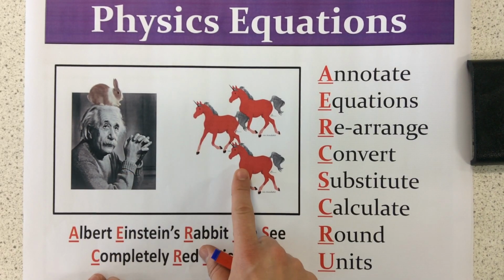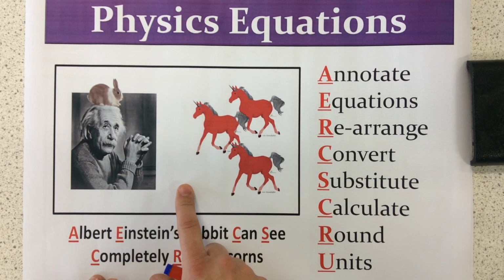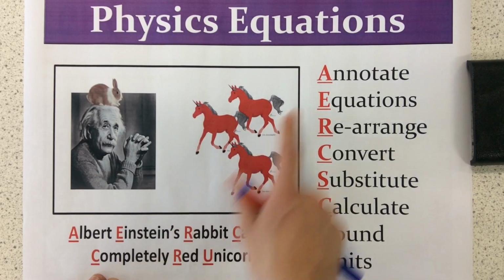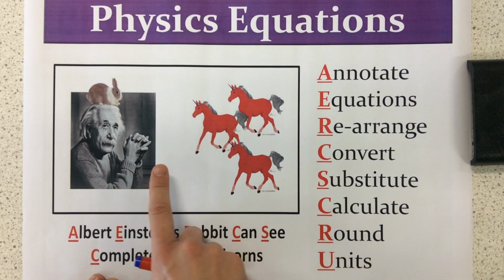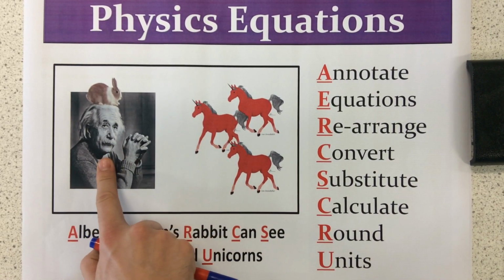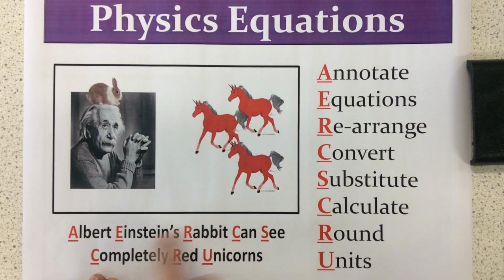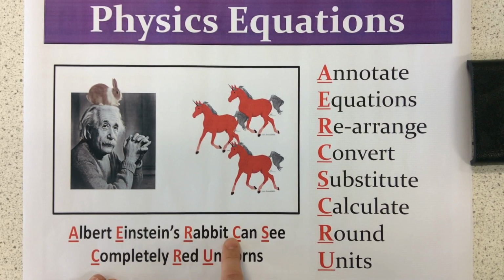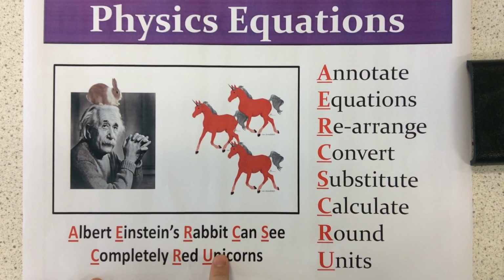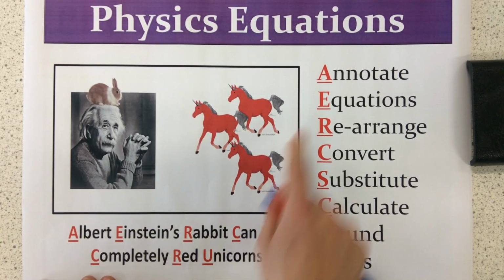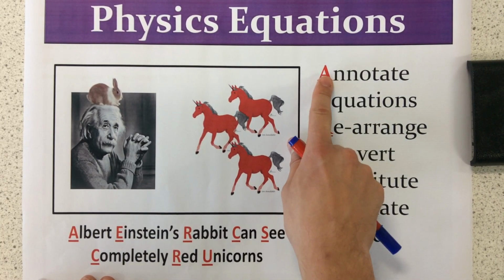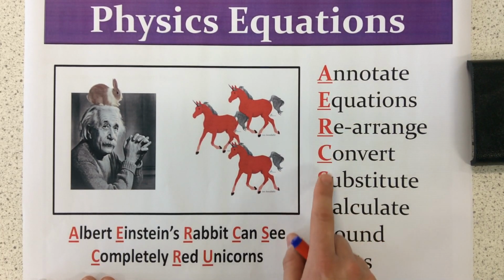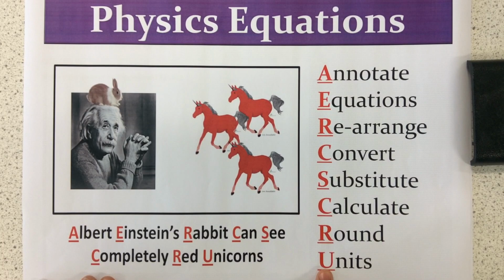Now, this may look weird, but this is actually a picture to help us remember the different stages involved in doing an equation. So obviously, Albert Einstein was the master of equations, so the mnemonic to help remember it is Albert Einstein's rabbit can see completely red unicorns. Now what that stands for is these different stages here: Annotate, Equation, Rearrange, Convert, Substitute, Calculate, Round and Units.